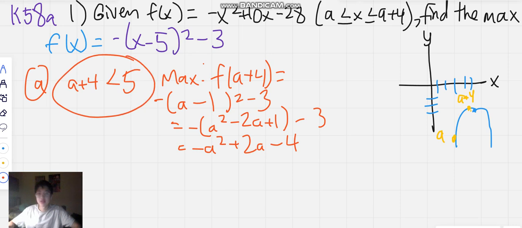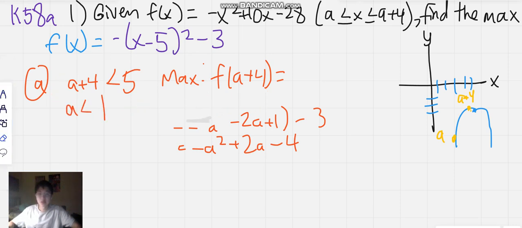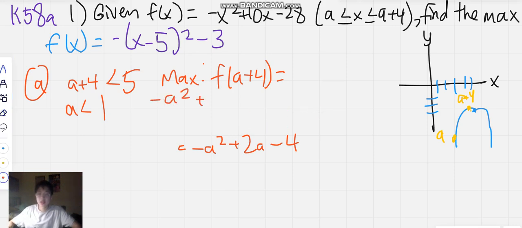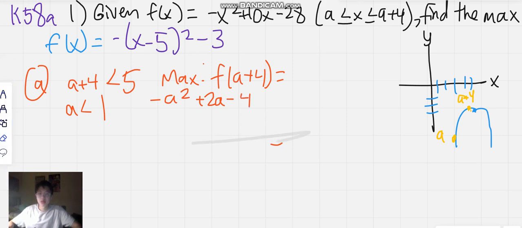And then I guess I could simplify this inequality, so this is when a is less than 1. So the maximum is going to be this when a is less than 1. So that's scenario 1. But then we have to mention another scenario.